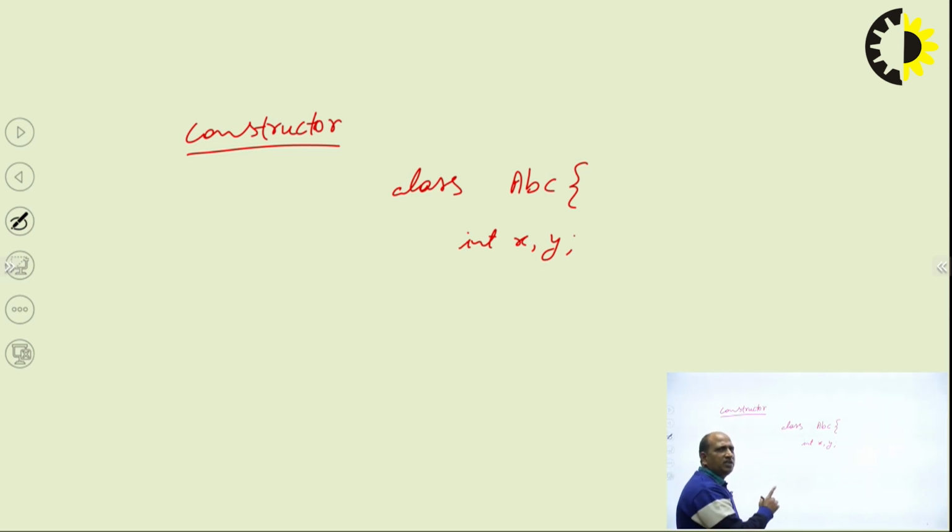A constructor is a special type of function that has the same name as the class. It means if we are creating such a function, its name must be exactly equal to the class name. So we will create a function named ABC, but this constructor may not have any return type. That's why I have not written any return type over here.